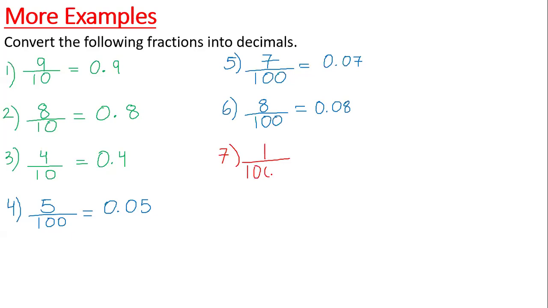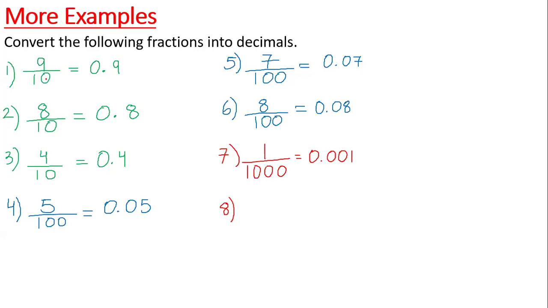So 1 over 1,000 is gonna be equal to 0.001. Very good. Because with 100 it would be two zeros, and this is 1,000. All you're doing is counting how many zeros there are. It's the same thing as just adding zeros.